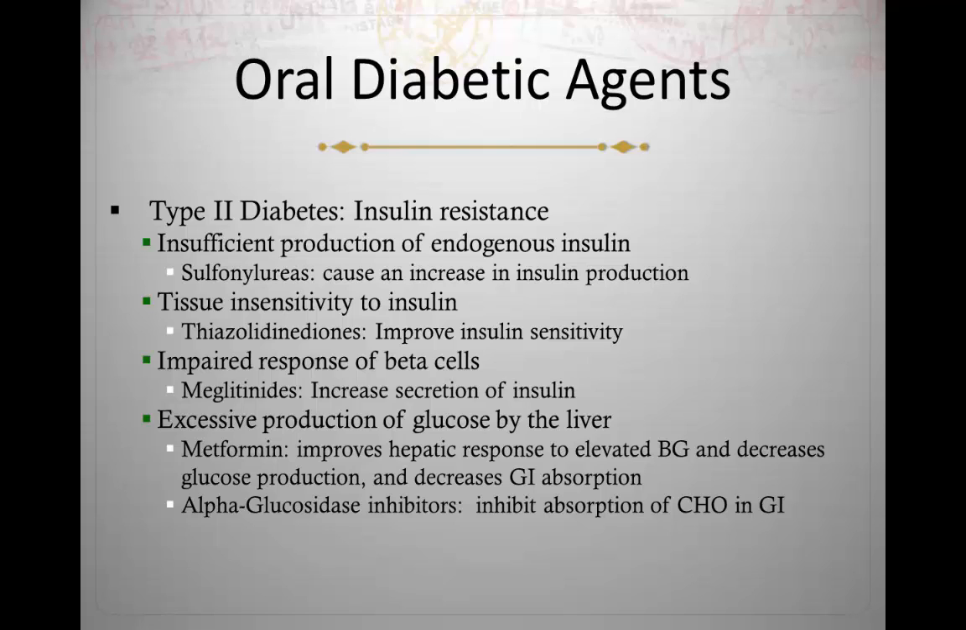Another major group addresses the excessive production of glucose by the liver, and that would be metformin. Metformin improves the hepatic response to elevated blood glucose levels and decreases glucose production. Those are the biguanides. The prototype is metformin, which reduces hepatic glucose production and improves peripheral glucose utilization. It reduces fasting plasma glucose and insulin levels, improves the lipid profile, and also promotes weight loss.